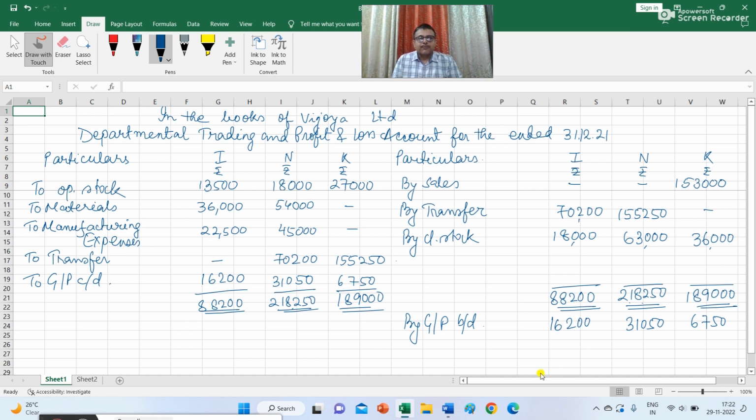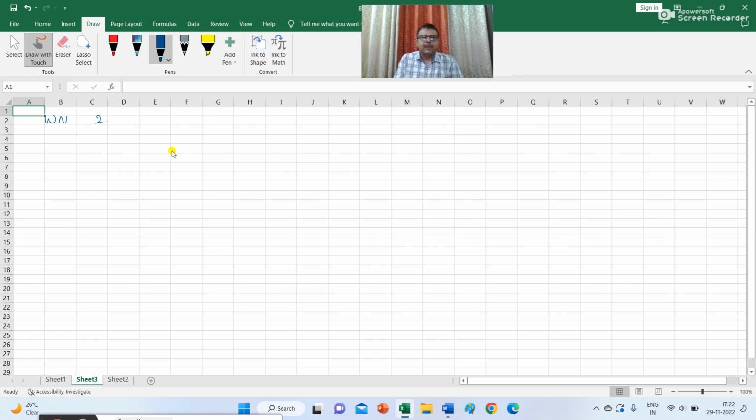Now we have to prepare another working in order to distribute the amount of common expense to the three departments in gross profit ratio. I am preparing working note number 2, that is allocation of common expenses.